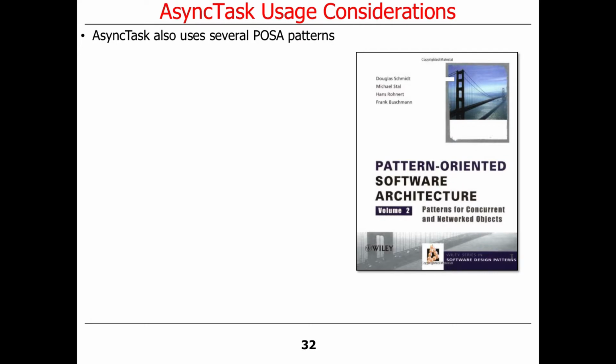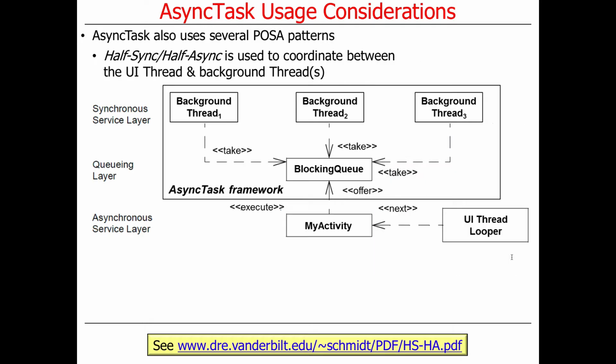AsyncTask also uses a bunch of POSA patterns, pattern-oriented software architecture patterns, such as the ones from my book, which came out a long time ago, but still relevant. The most obvious one is half-sync/half-async. And this is a really cool pattern. You can either read it in the book or you can get it from the website here.